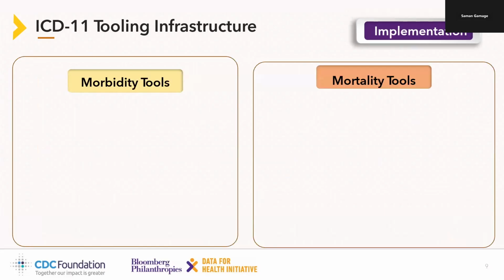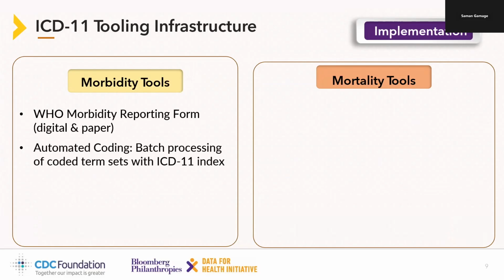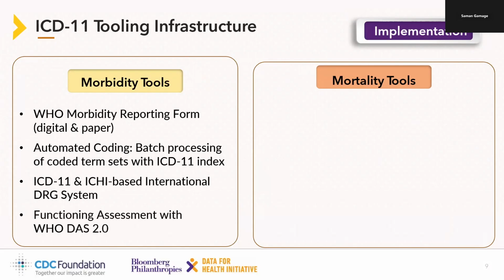There are other tools for implementation purposes. For morbidity, there is the WHO morbidity reporting form, digital and paper-based. Automated coding, batch processing of coded term sets with the ICD-11 index. The ICD-11 and ICHI-based international DRG system. ICHI means International Classification of Health Interventions. DRG stands for Diagnosis Related Groups. Then functioning assessment with the WHO Disability Assessment Schedule version 2.